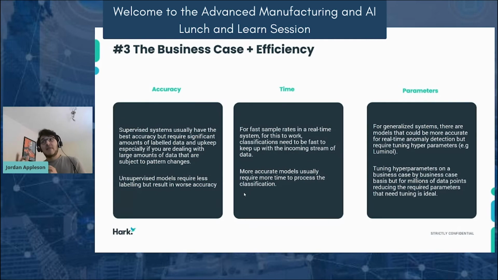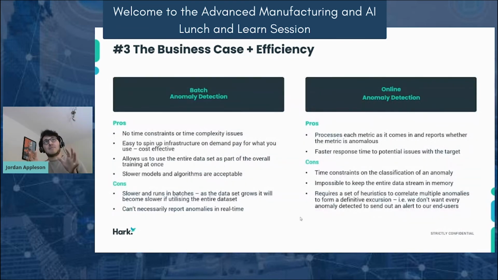From a time perspective, if you've got lots of sample rates and you're trying to classify anomalies in real time, then you've got time constraints. You've got to make sure you can do a classification in fixed time. And more accurate models usually require more time to process the classifications, which is a challenge. And then you've got parameters. When you're dealing with generalized anomaly detection, you don't want to have to tweak lots and lots of parameters. Tuning hyperparameters on a business case by business case basis is not an ideal place to be.